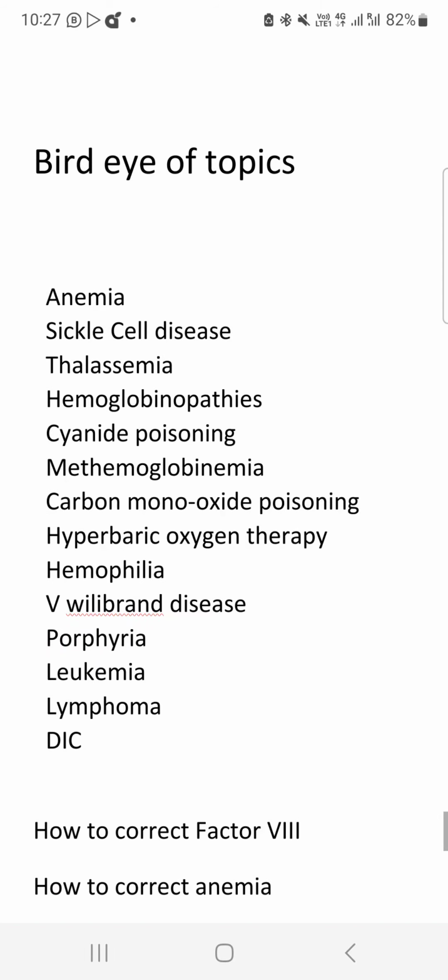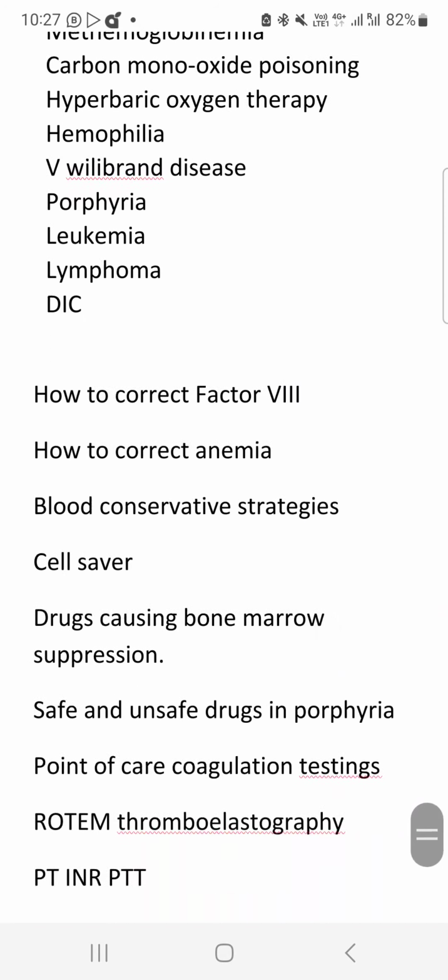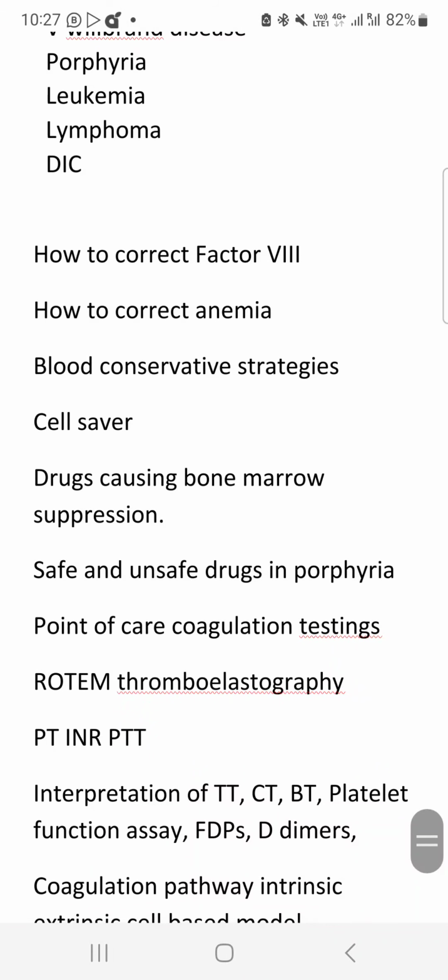You should have some information about porphyria, what drugs are safe, what drugs are unsafe, which are common, a few words about the types of porphyria, and which type is important. Another topic which is not common for UP guys is the cell saver. You should know how to use the cell saver, what the indications are, and it's not difficult. You will find a good article on cell salvage, so you can have a look at it.